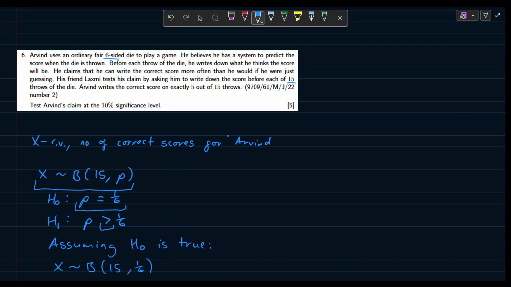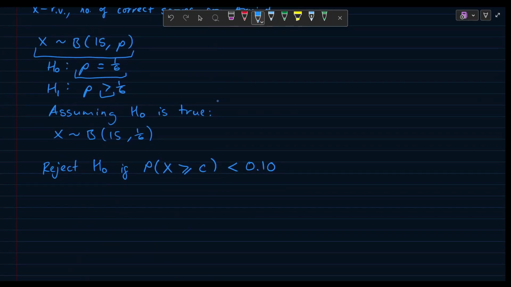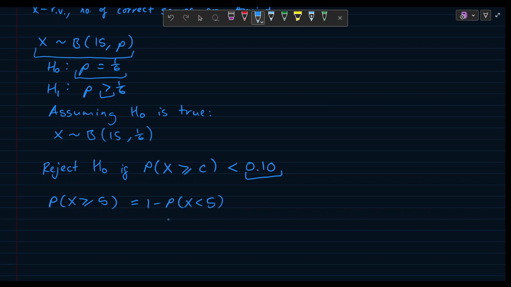So what's our test statistic? How many correct scores does Arvind get in these 15 throws? That's going to be our test statistic. In these 15 throws, Arvind writes the correct score on exactly 5 out of 15 throws. So 5 is our test statistic. So we need to find the probability that x is greater than or equal to 5, and then we're going to compare it to our significance level. We can write this as 1 minus the probability that x is less than 5. So this is 1 minus, we want x is 4, x is 3, x is 2, x is 1, and x is 0.